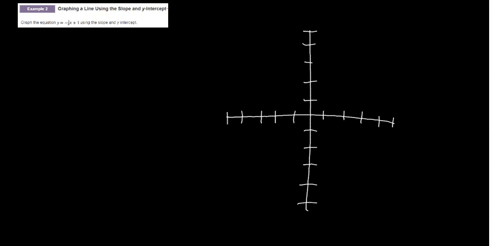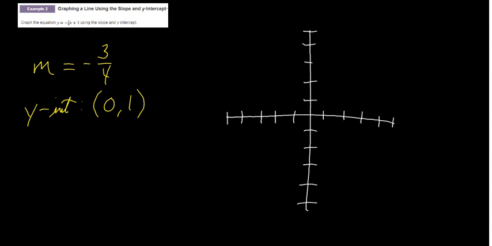Okay. So looking at this equation, we see that m is equal to negative 3/4. So let's try to write this m a little bit better and this 3 a little bit better. And then my y-intercept is going to be 0, 1.